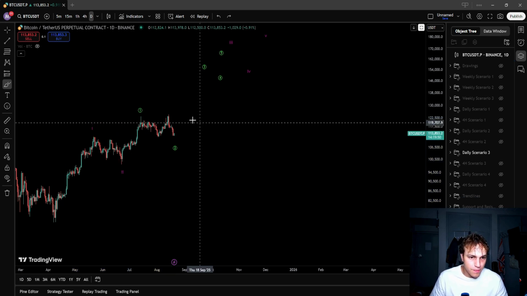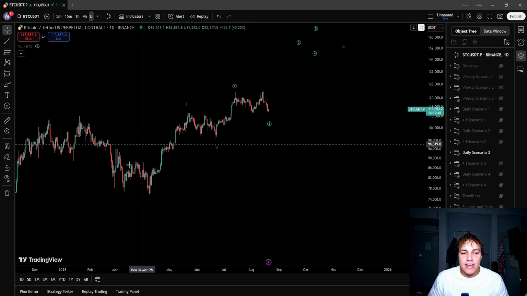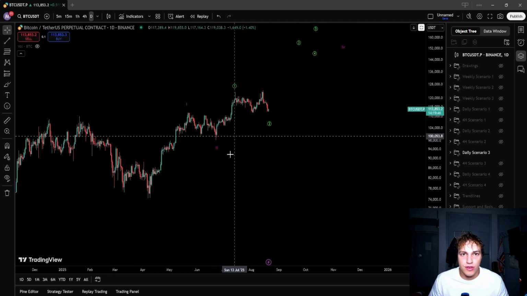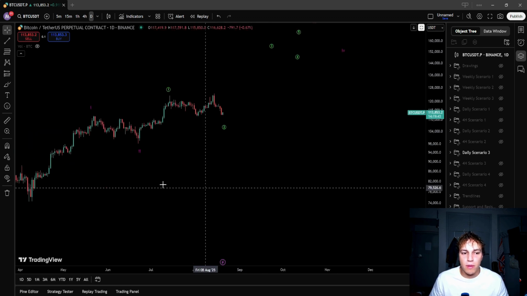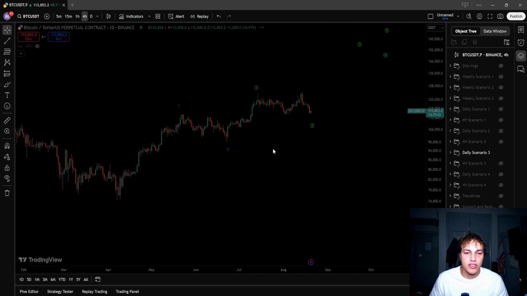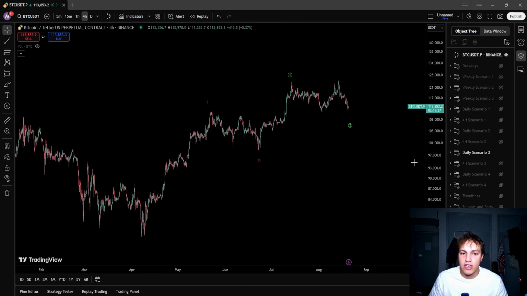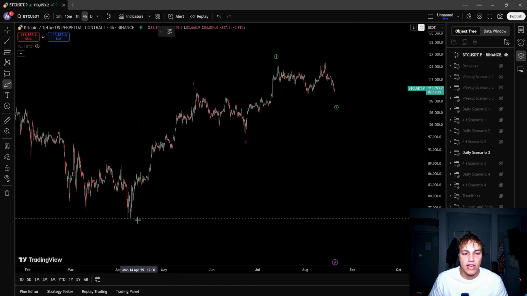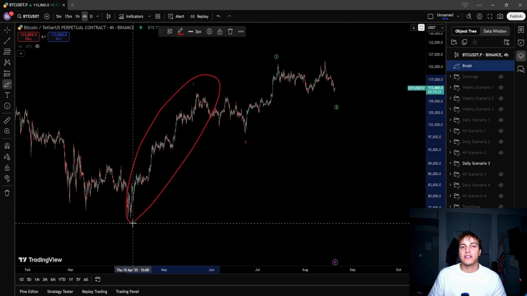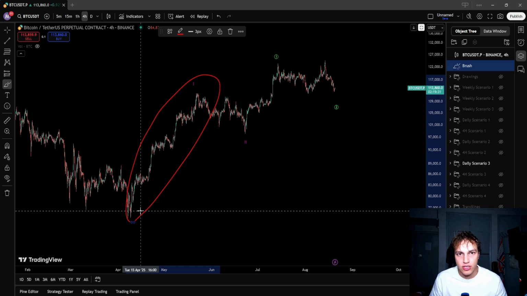Now, in this scenario, there are quite a few issues. The problem is, if we go to the 4-hourly time frame, we can actually see it more clearly. This structure is very, very difficult to count as a multi 1-2 or a 5-wave structure.